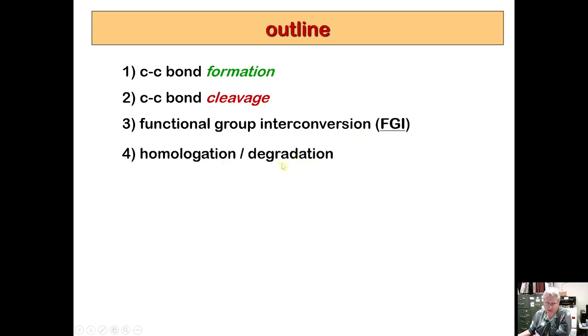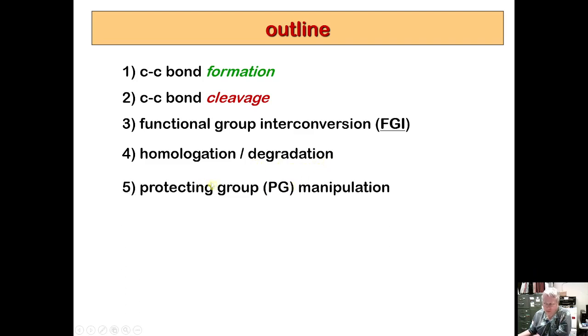Homologation, degradation, just a little category of reactions. What do these mean? Homologation means adding 1 or 2 carbons. Usually we think of a 1-carbon homologation, adding a single carbon. A degradation is a reaction that loses carbons. All right.